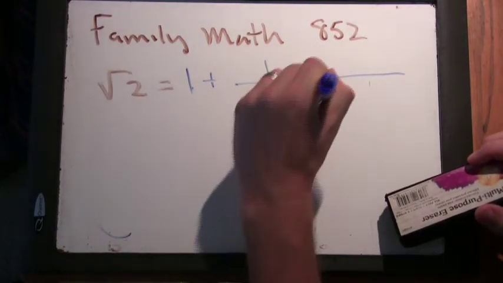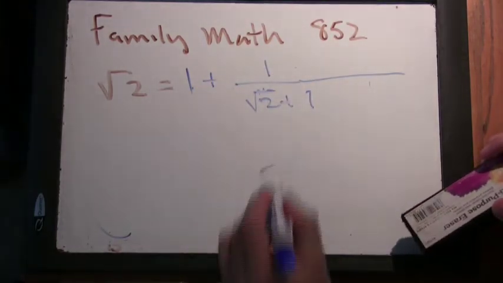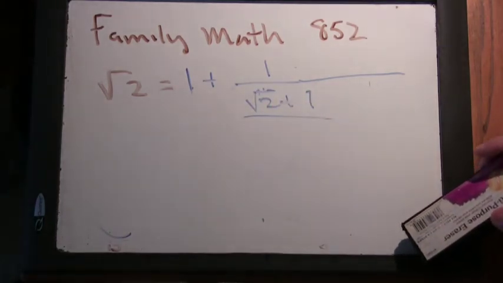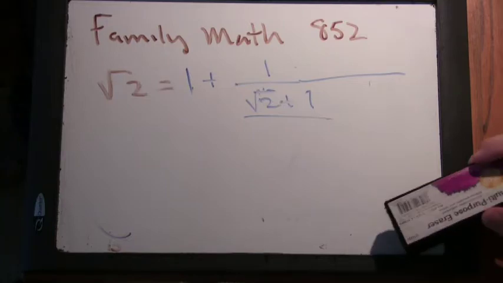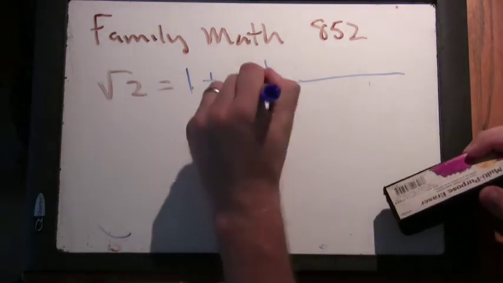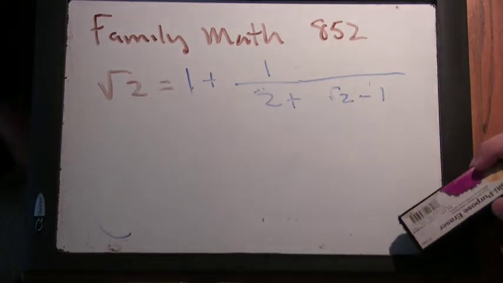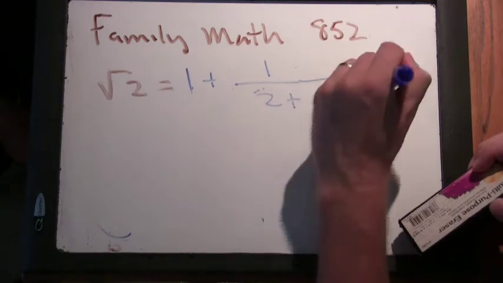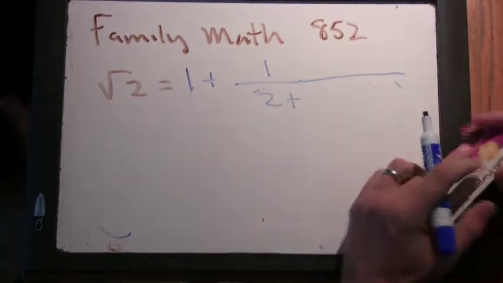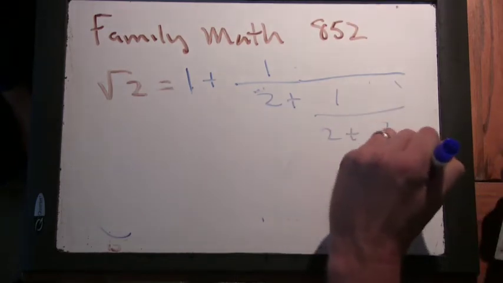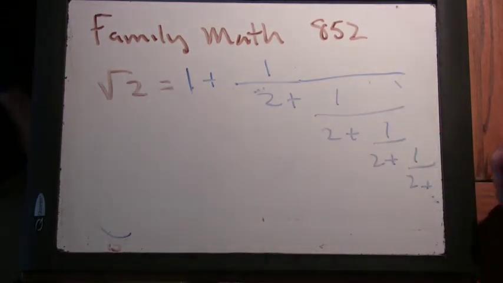And now I repeat. What is root 2 plus 1 as an integer plus non-integer? So it's 2 plus root 2 minus 1. Alright. And why does this make us happy? Because this is what we had before. So this is just going to repeat itself. Just do it again. 1 over 2 plus 1 over 2 plus 1 over 2 plus, all the way down. And it never stops.